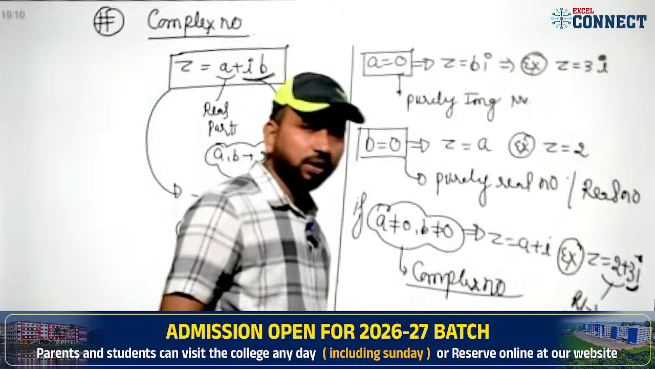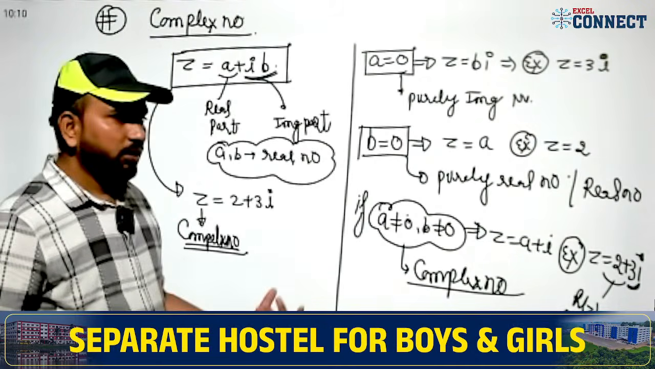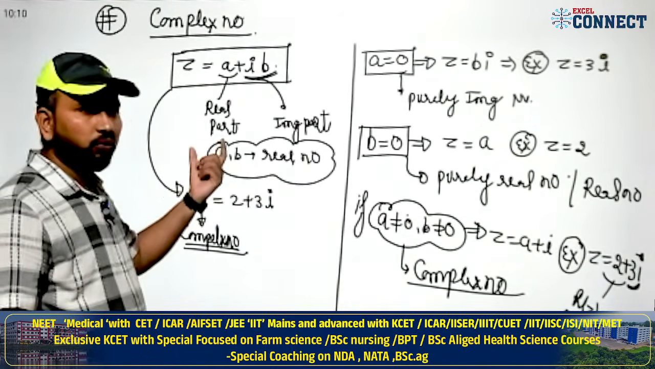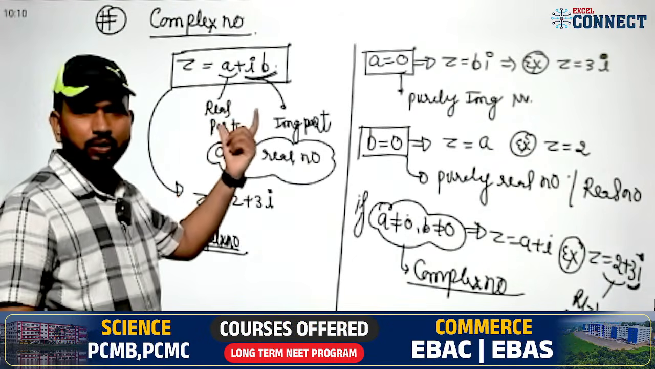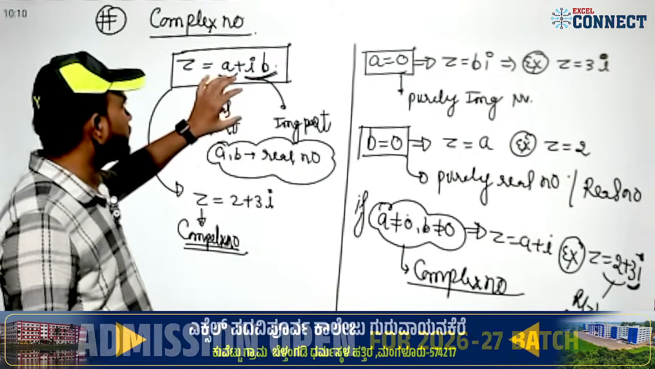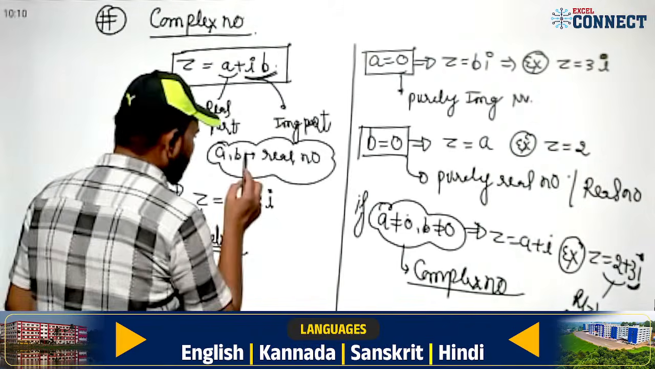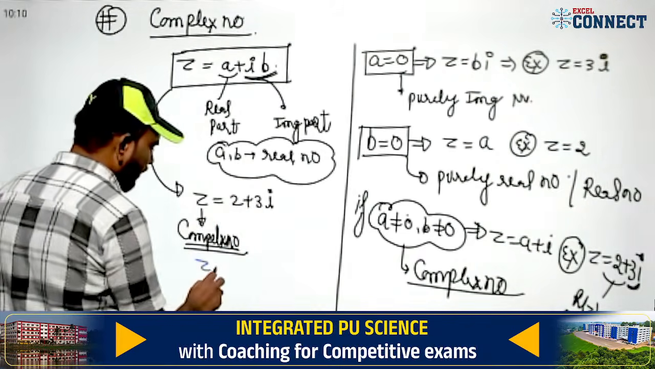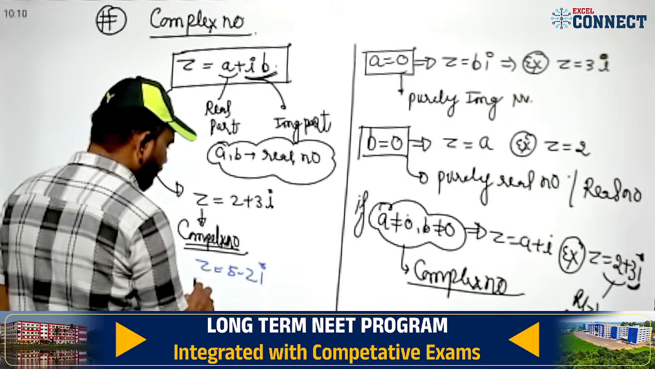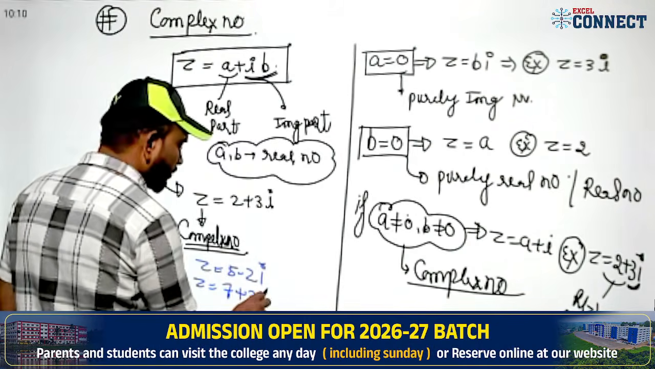See here, some students are writing that they are not understanding. It's just a notation. Z is equal to a plus ib. Z is equal to a plus ib means this is a complex number. Let's suppose Z is equal to 2 plus 3 iota. If I write Z is equal to 5 minus 2 iota like this, Z is equal to 7 plus 3 iota.